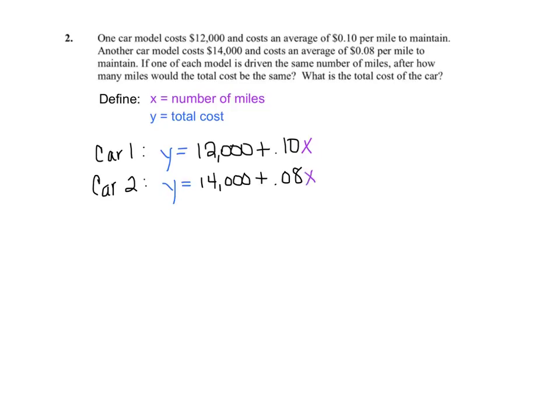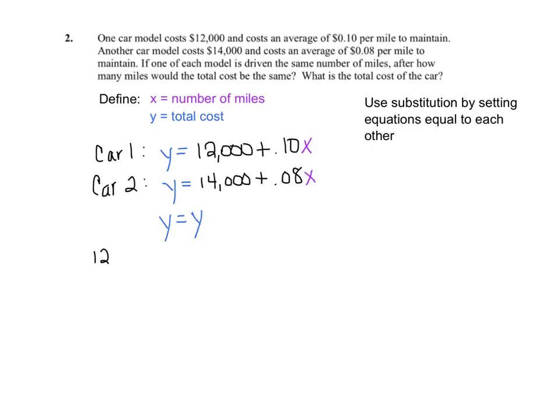So now after we just wrote our system of equations, we think to ourselves, which method should we use? We should use substitution by setting them equal to each other because they're both equal to y. Y equals y. So since they both equal y, we're going to replace it with 12,000 plus 0.10x equals 14,000 plus 0.08x.